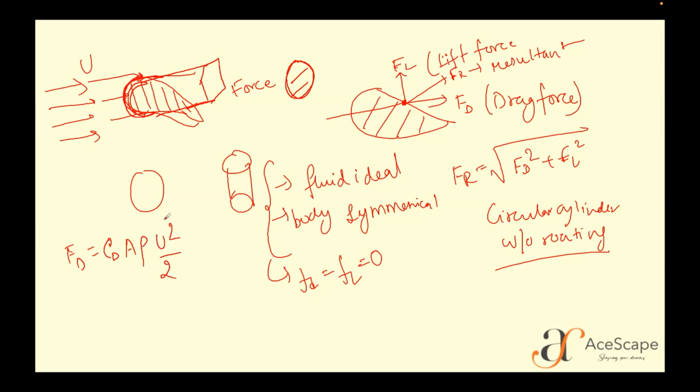This u is my uniform velocity with which the fluid is flowing. This is the equation for drag force. The equation for lift force is very similar. It is just that here the CD is replaced by CL, which is the coefficient of lift, and the rest of it is the same.